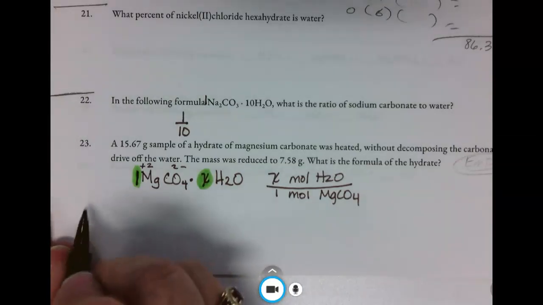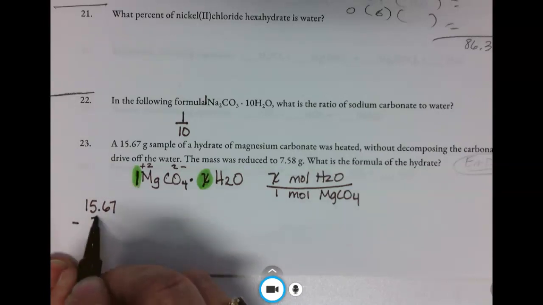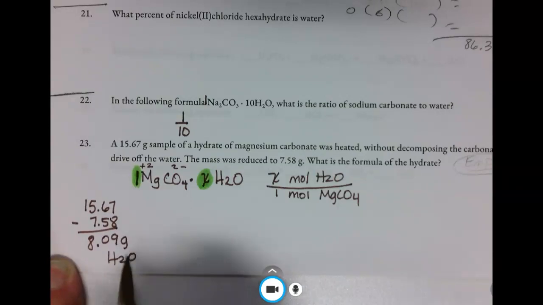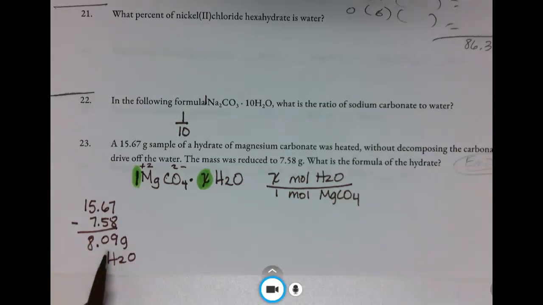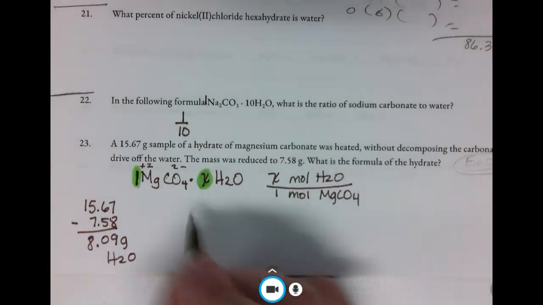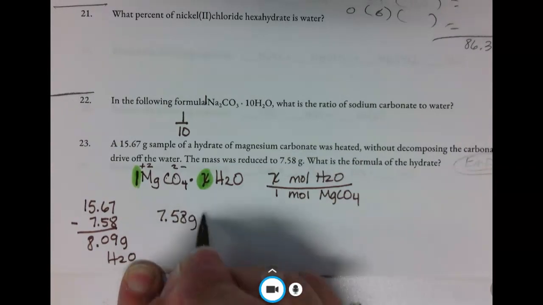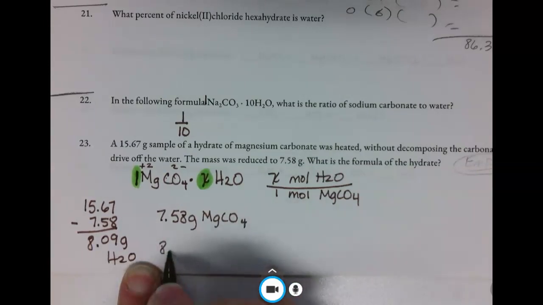So let's go over to the side and calculate the amount of water. And what is that going to be? 8. Okay, so this is our water. Again, you started with this, we reduced it down to this, so what we lost was our water. And this here is your magnesium carbonate. So we have 7.58 grams of the magnesium carbonate, and we have 8.09 grams of water.